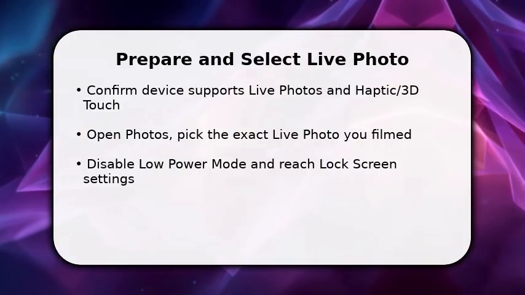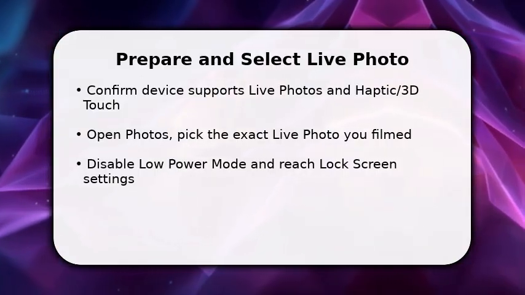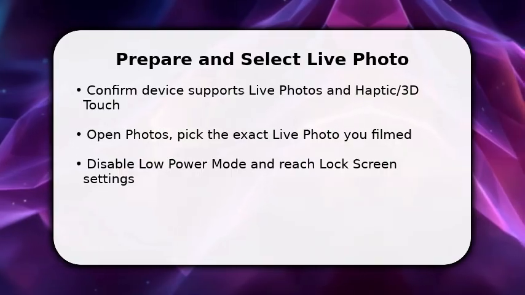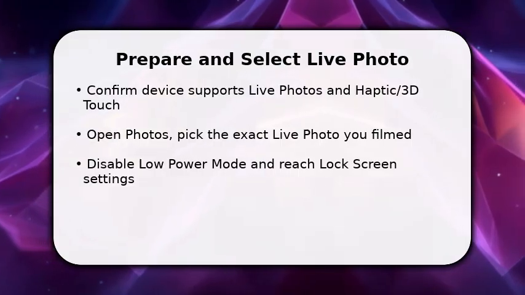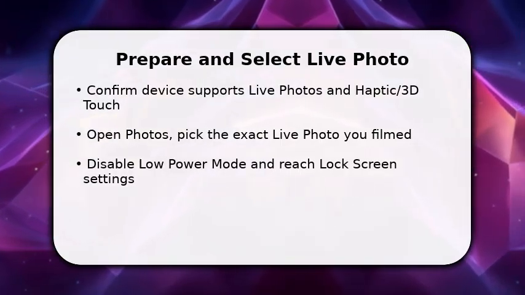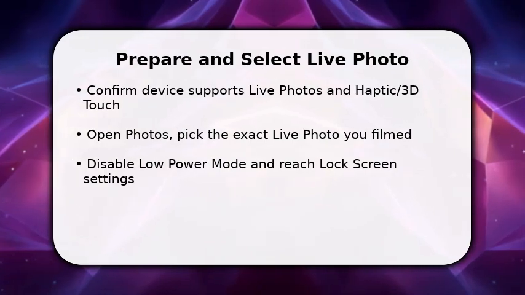Once done, tap the share icon and choose Use as Wallpaper. Make sure you're setting it for the lock screen because home screen won't animate. This step ensures the system keeps the motion data intact, and the phone will recognize it as a live wallpaper.